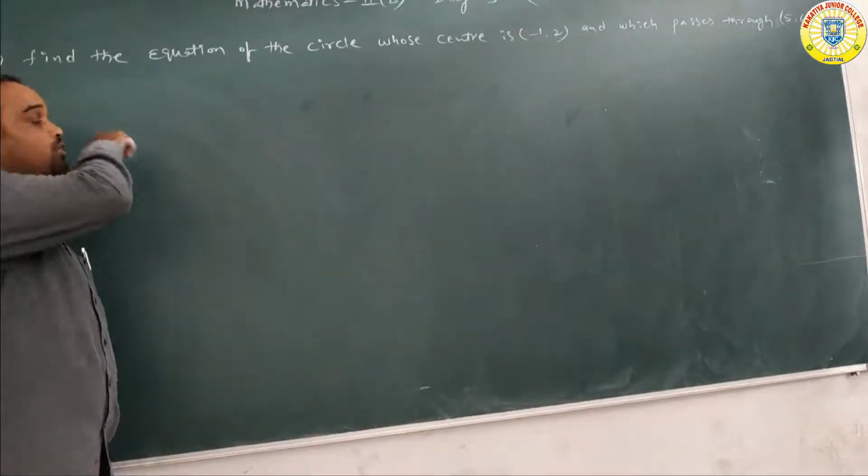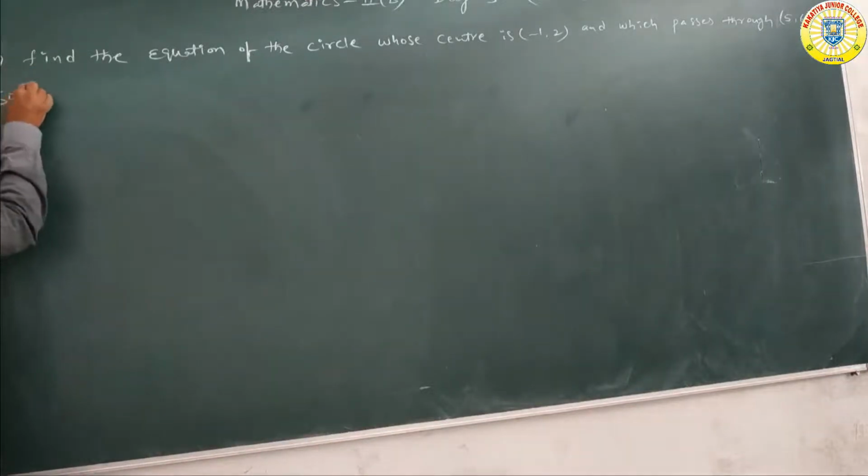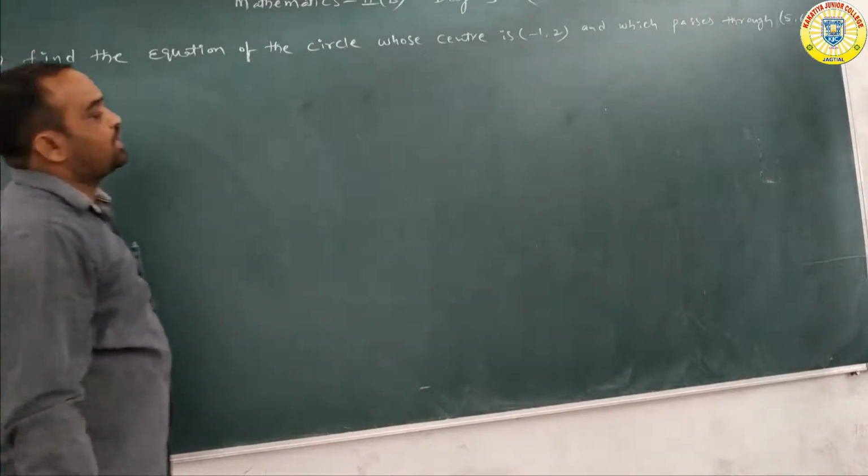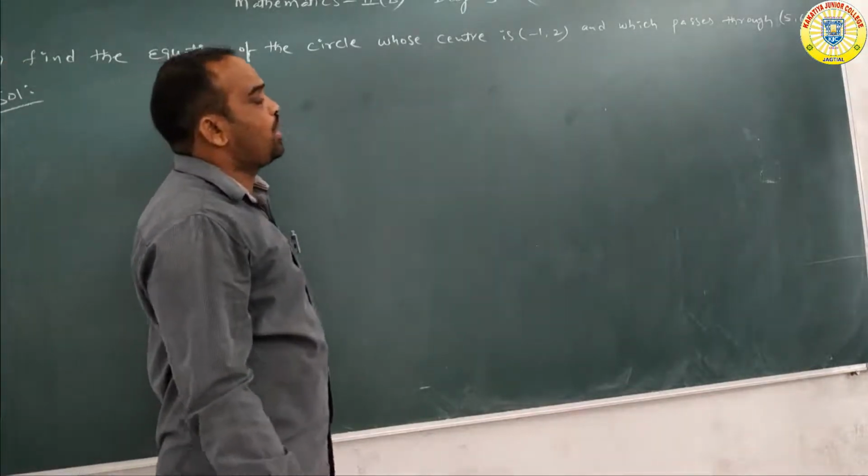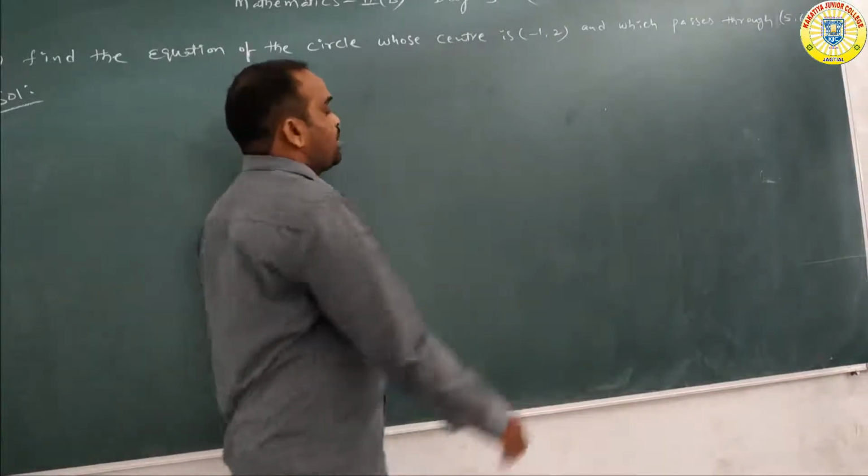So see here, solution. What is given? Find the equation of the circle whose center is (-1, 2) and which passes through (5, 6).